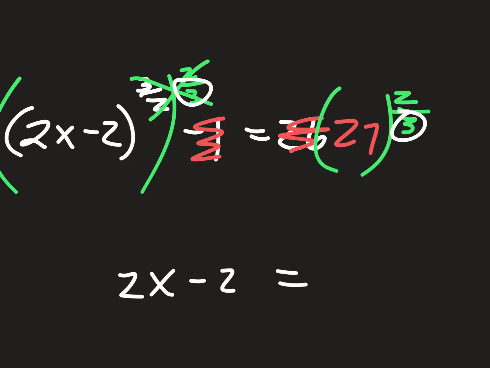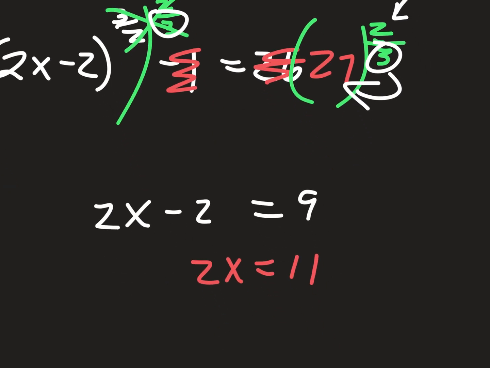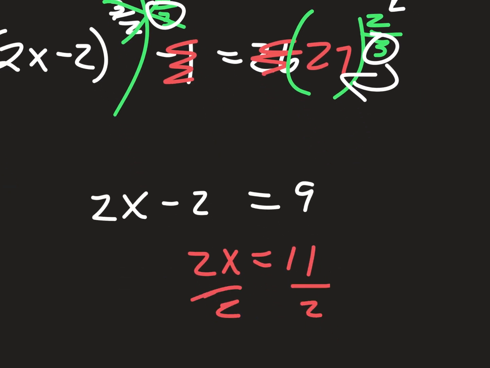2x minus 2 equals the third root of 27. These are supposed to be easy by now. That's 3. 3 squared is 9. And then you add 2 to both sides. 2x equals 11. Divide by 2, and you get 11 over 2. Who had 11 over 2? Nice. That's tough.